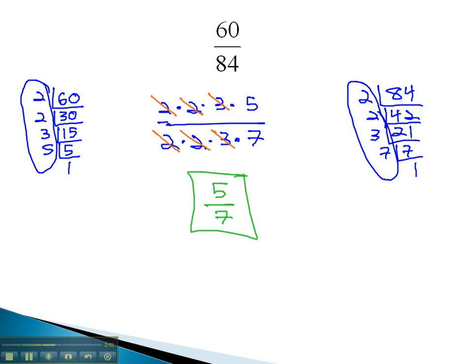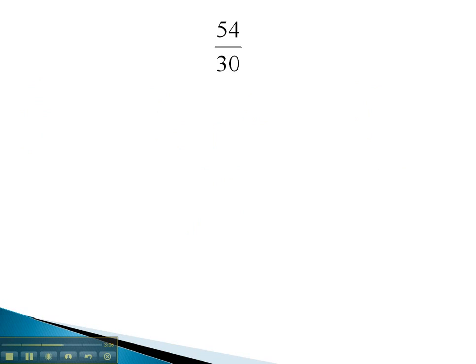Some people would rather take a look at a problem like this, though, and instead of going through the work of finding the prime factorization like we did here, you might be able to identify what those common factors are by just looking at the 60 over 84. We might have been able to see that they're both divisible by 2 because they both end in an even number. So let's take a look at another example, 54 over 30, and see if we can use that shortcut.